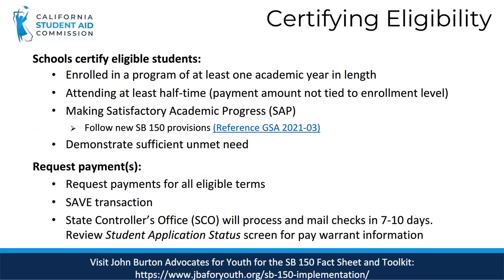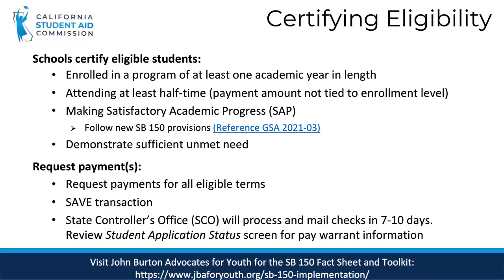To be eligible for payment, students need to be enrolled in a program of at least 1 year in duration, attend half-time, making SAP based on the new SB 150 provisions, and have sufficient unmet need. Beginning in 2020, Assembly Bill 150 created new provisions around SAP. It softened school SAP policy to allow students who are on academic probation to continue to receive Chaffee funds for 2 years before losing their award.